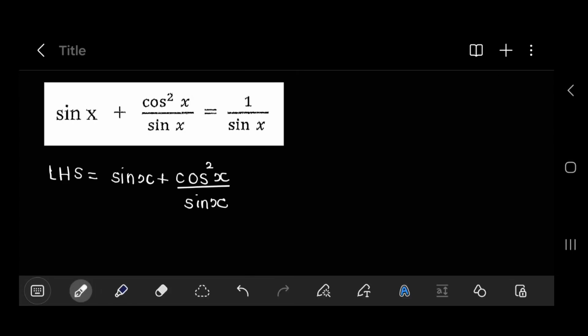So here we have the left hand side is equal to sine x plus cos squared x over sine x. Now what we can do to start off here is try to get it to be one fraction. So just remember, on the left hand side where you have sine x, that is a fraction because it's over 1. So what we actually have is we are adding two fractions that have different denominators.